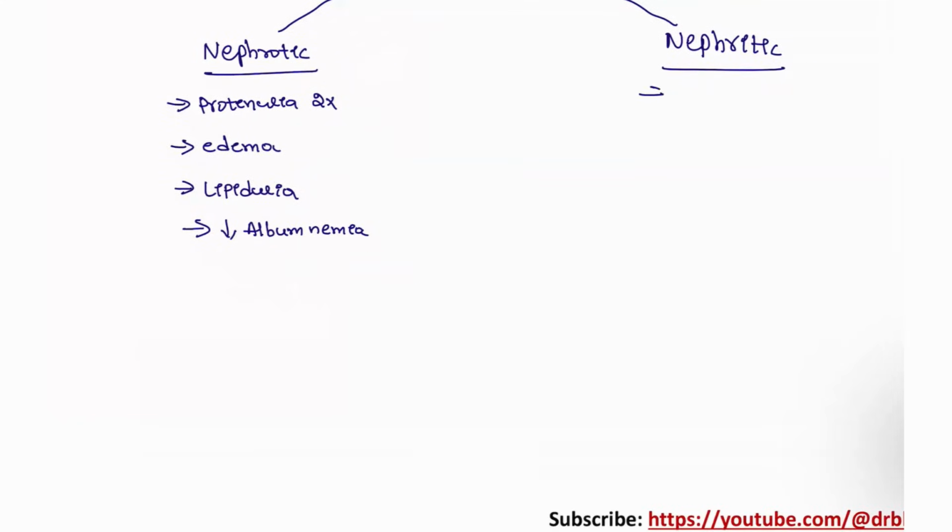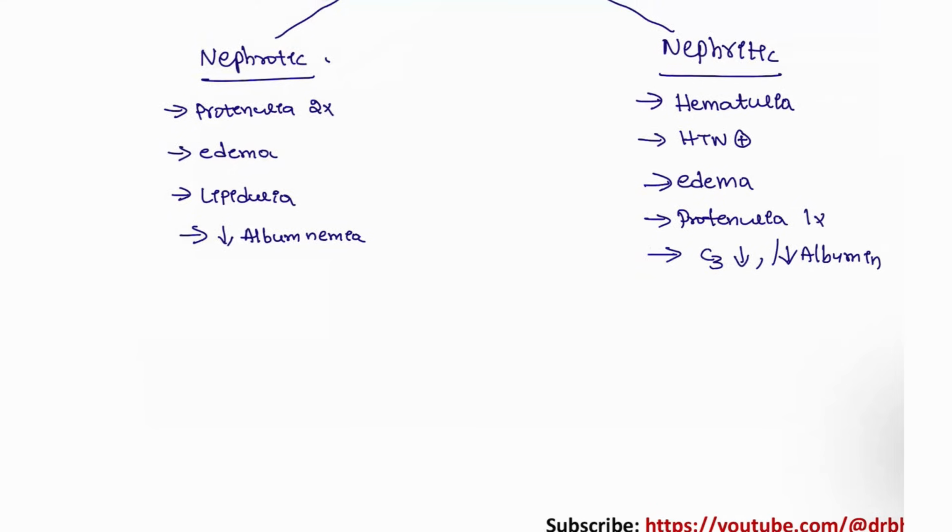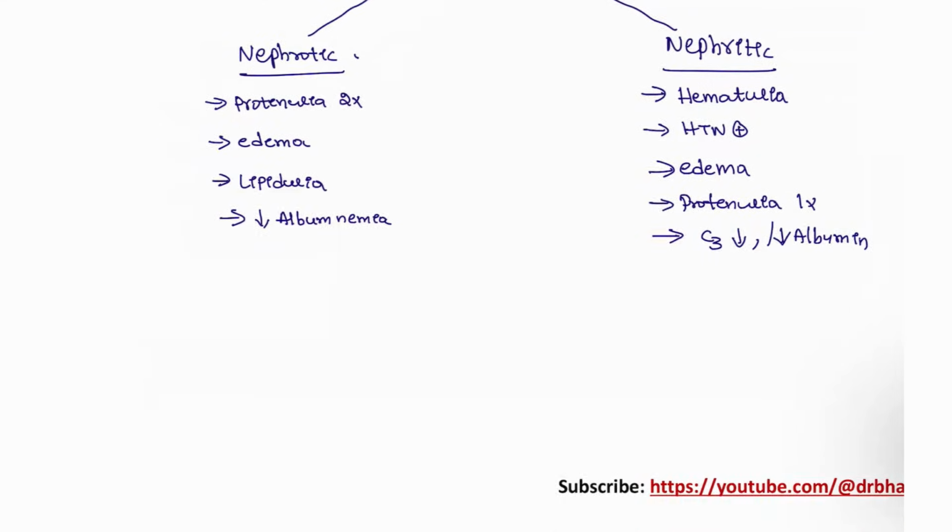Next, nephritic. These patients will have hematuria and hypertension. Edema is also seen in these patients. Proteinuria is not as much as in nephrotic patients, but one time only. And decreased C3 will be seen in the blood. Those are the symptoms differentiating nephrotic and nephritic.